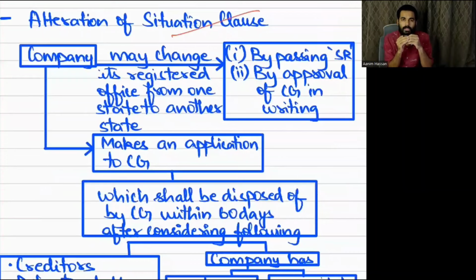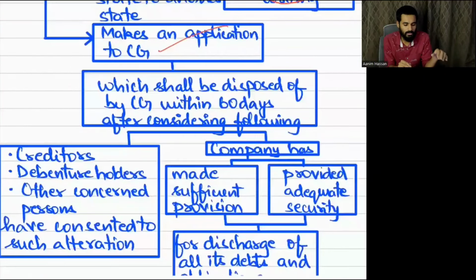Sir, I'm altering the situation clause, that is, I'm altering the registered office from one state to another state. In that situation, what should I do? I have to pass a special resolution and get the approval of CG. I will make an application to CG, and CG will dispose of this application within 60 days.